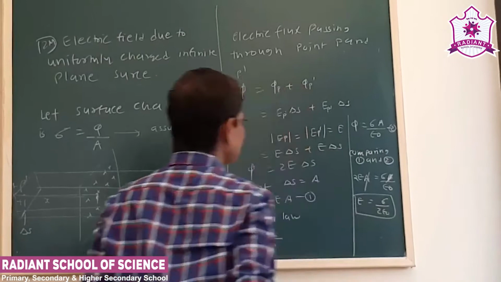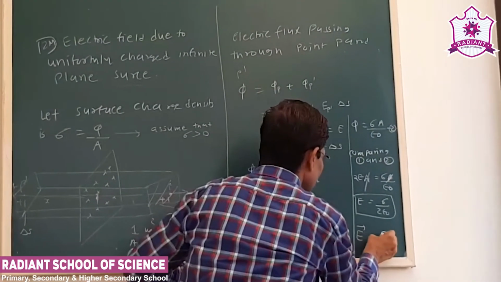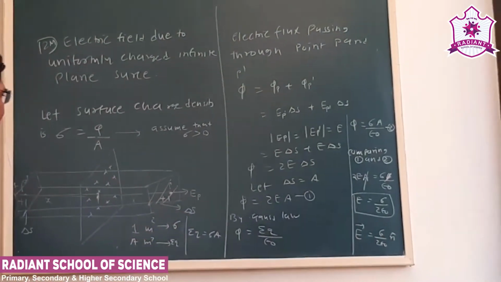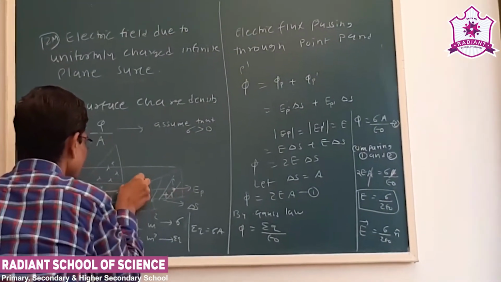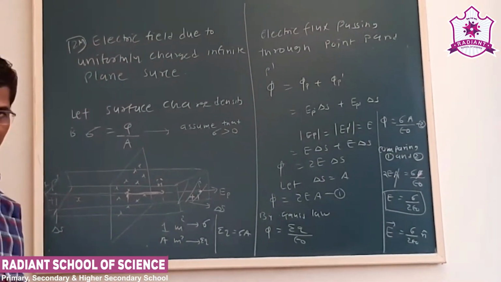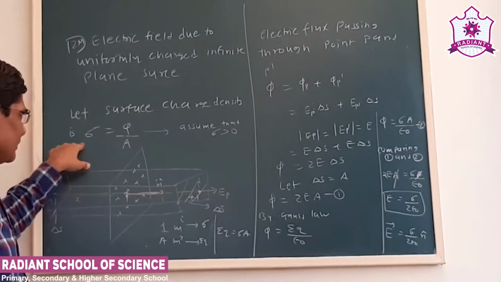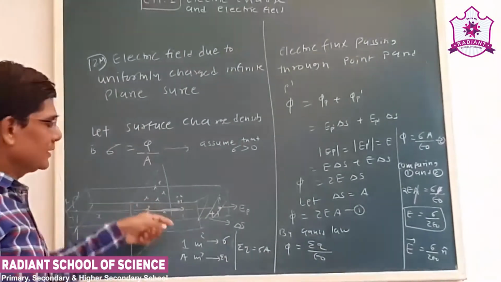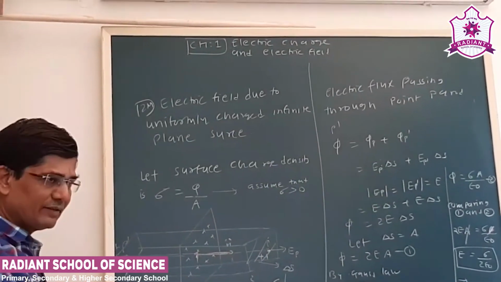Now suppose we have to represent this in vector form: E is equal to sigma upon epsilon 0 times n caret. What will be n caret? That will be the unit vector in the direction of the electric field. So n caret will be like this. This is the electric field due to a uniformly charged plane distribution. Right now we consider sigma as the surface charge density, that is q by A, and we have assumed that it is positive charge. So this is the electric field due to surface charge distribution.